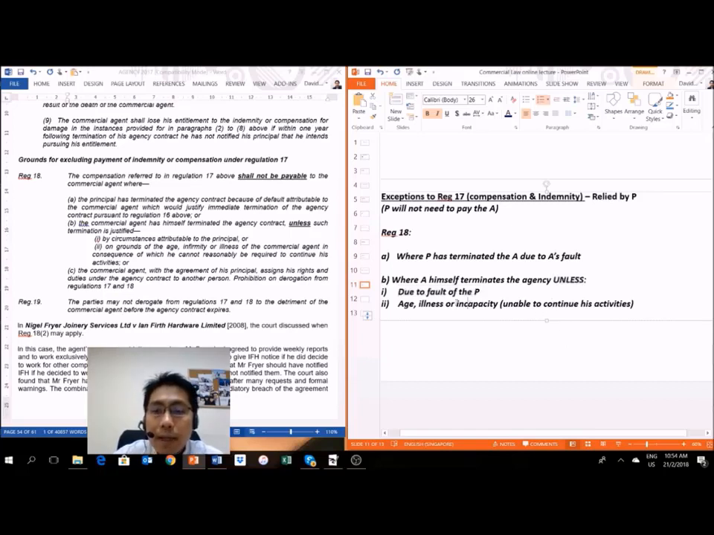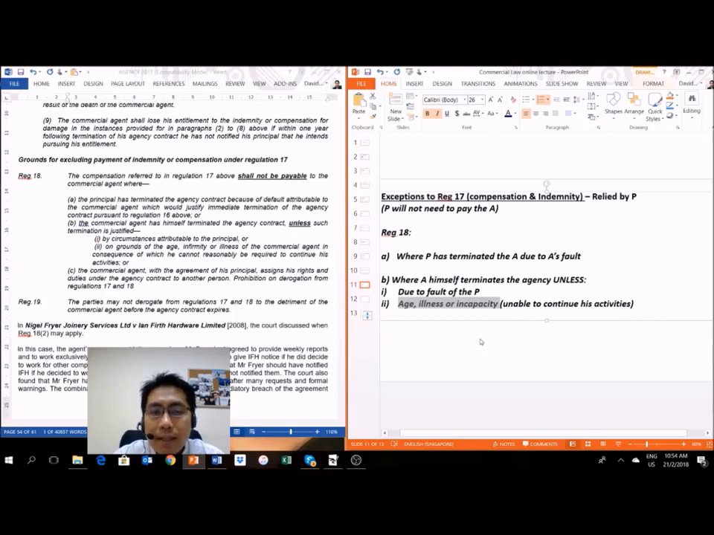Or it can also be unless where it's due to age, illness, or incapacity. So it may be a case where the reason why I cannot carry on my activities, the reason why I terminate the agency, is because I'm getting old, I'm sick, I'm handicapped, there's been a severe accident, I'm now physically incapable of discharging my duties. This is why I terminate. In those instances, you find that Regulation 18 is also excluded and 17 will still apply, and the agent is still entitled to compensation or indemnity.